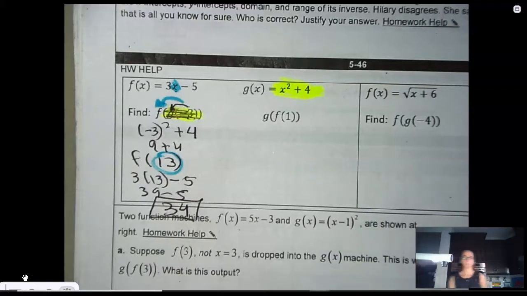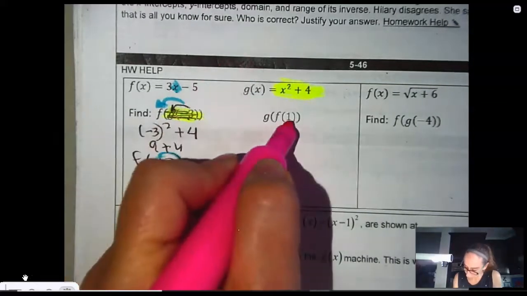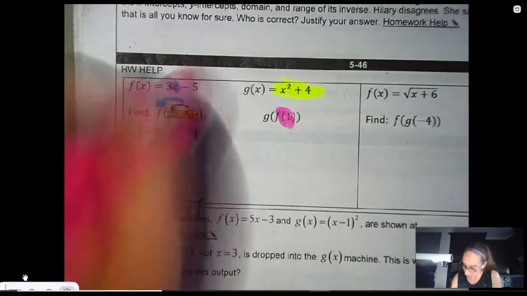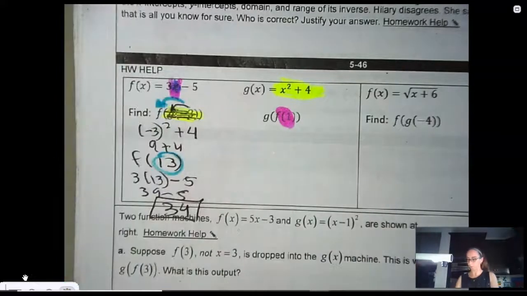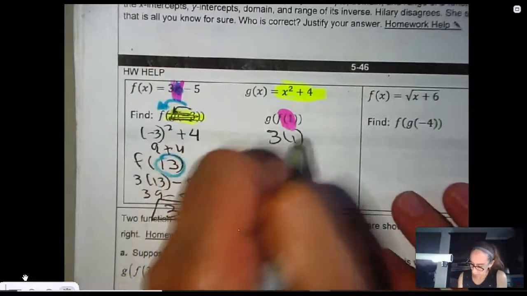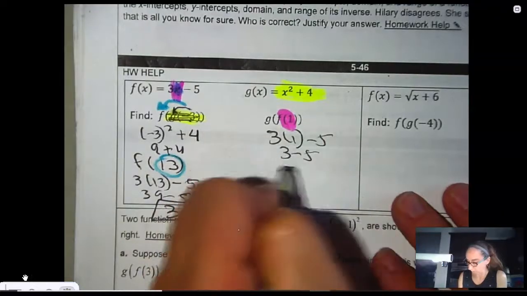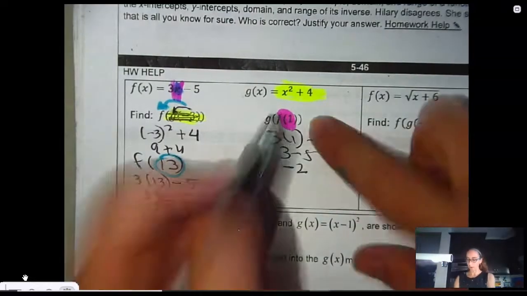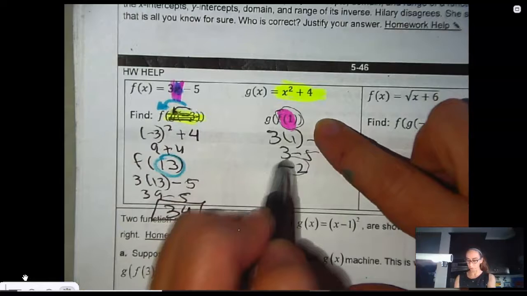Okay? Now let's do this one. This time I'm saying, okay, well, what number is closest to 1? F. So I'm going to take the 1, and it's going to go in for F. And I'm going to go 3 times 1 minus 5. 3 minus 5 is negative 2. Now all of that is negative 2.